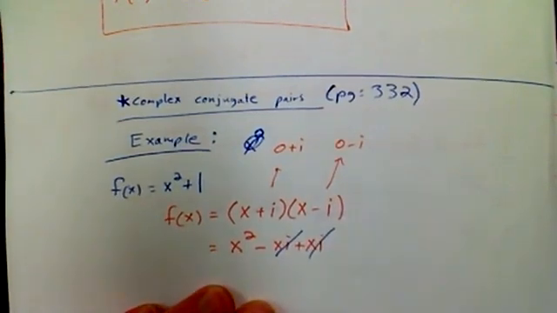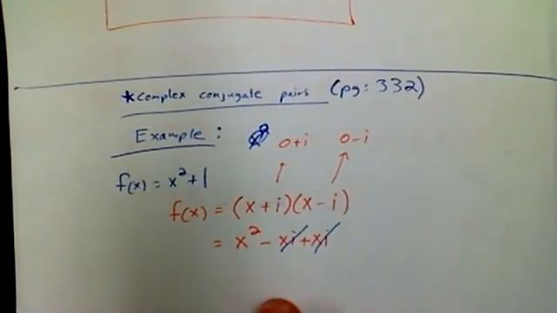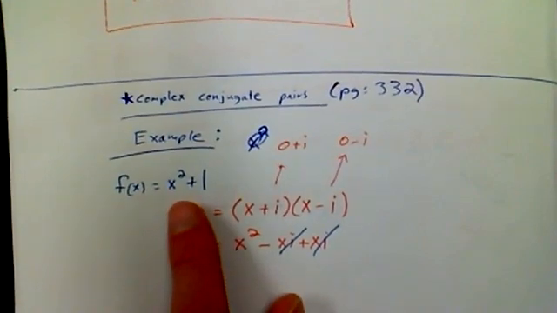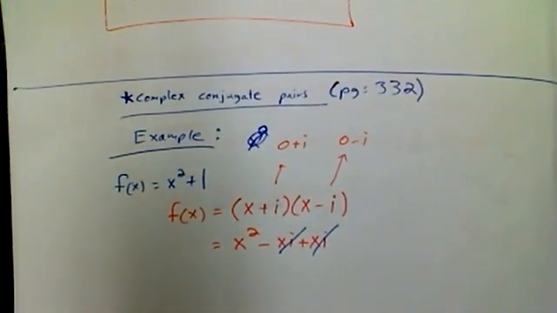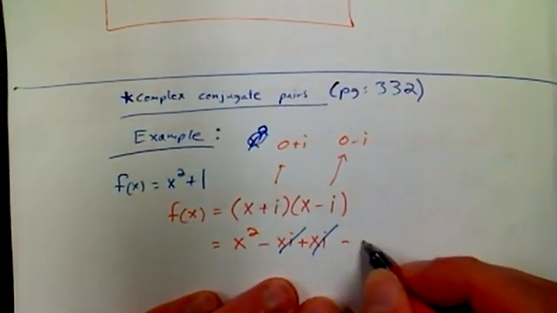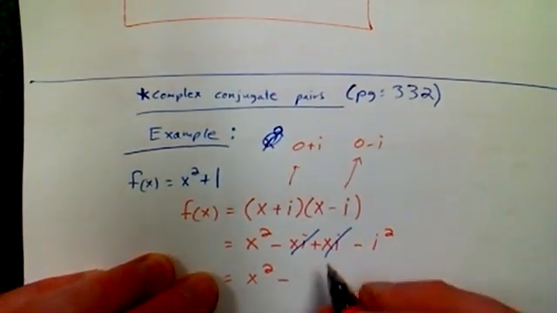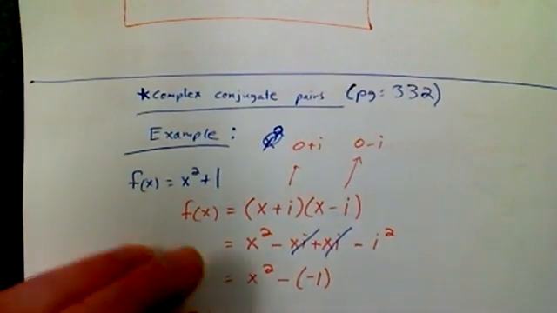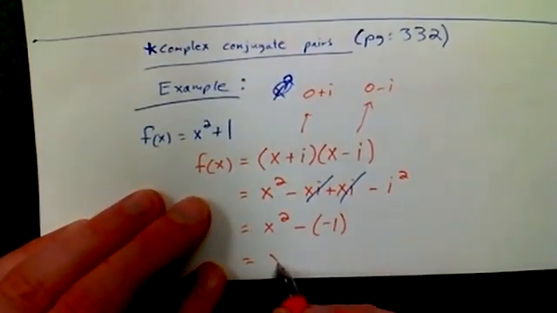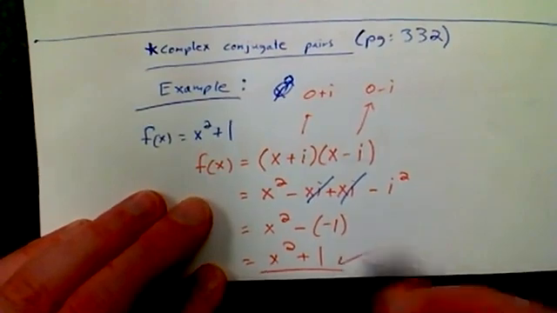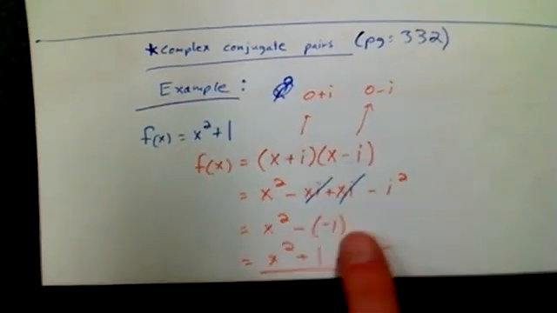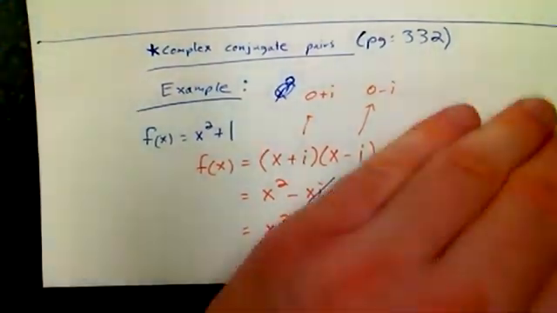So that is why we have to have complex conjugates if in the original function we only have real numbers for coefficients. Then I get minus i squared, and I remember that i squared is just -1, and now I see, oh yeah, that worked out just fine. That was the function. So they have to come in complex conjugate pairs.